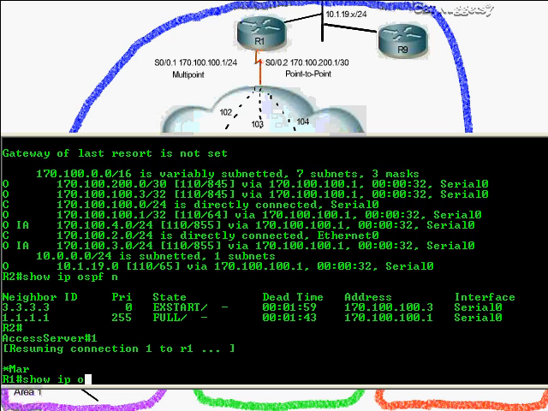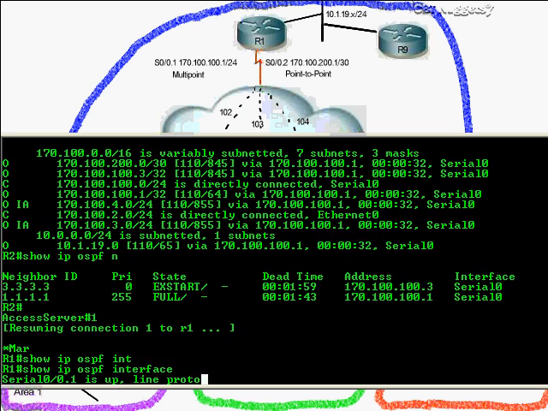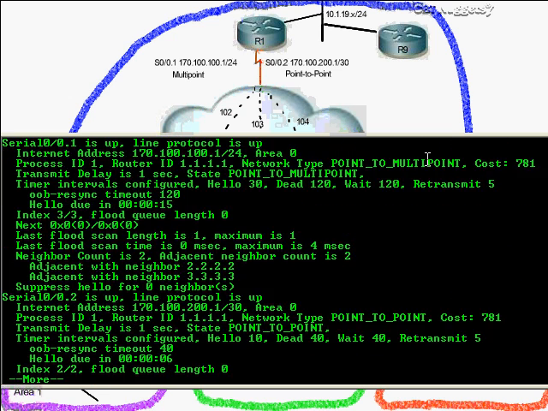I'll do a show IP OSPF interface over on router 1, and we see that we have the point to multipoint network, and I want you to notice hello timer is 30, dead timer is 120. By default, 4 times the hello timer. So if you miss 4 separate hellos, you will consider that neighbor dead. Now we come down here to the point-to-point network and we see the hello timer at 10 and the dead timer at 40. So again, that 4-time interval is right there.